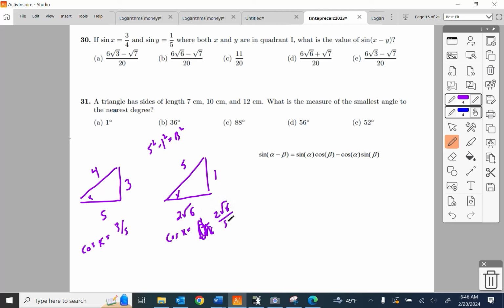All right, that's better. All right, so let's follow this little guy here. We're doing sine of x minus y. So the sine of x is up here up top, it's 3/4. The cosine of beta, which is y, is going to be 2√6/5. And we take away the cosine of alpha, which is 3/5, times the sine of beta, which is 1/5. And we will have 6√6/20 minus 3/, something's wrong.